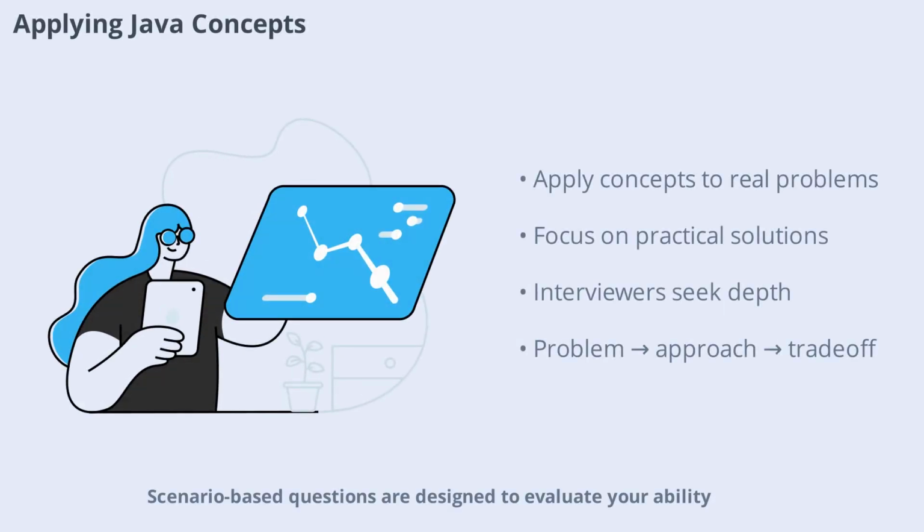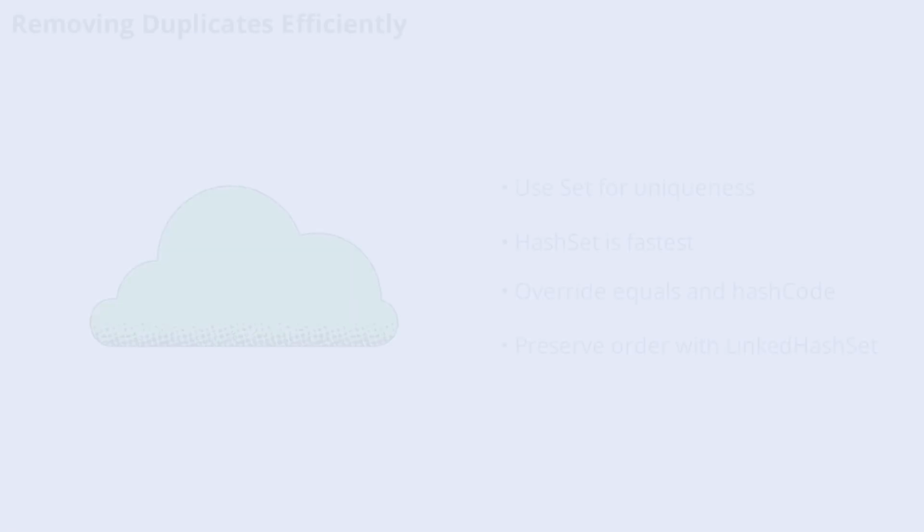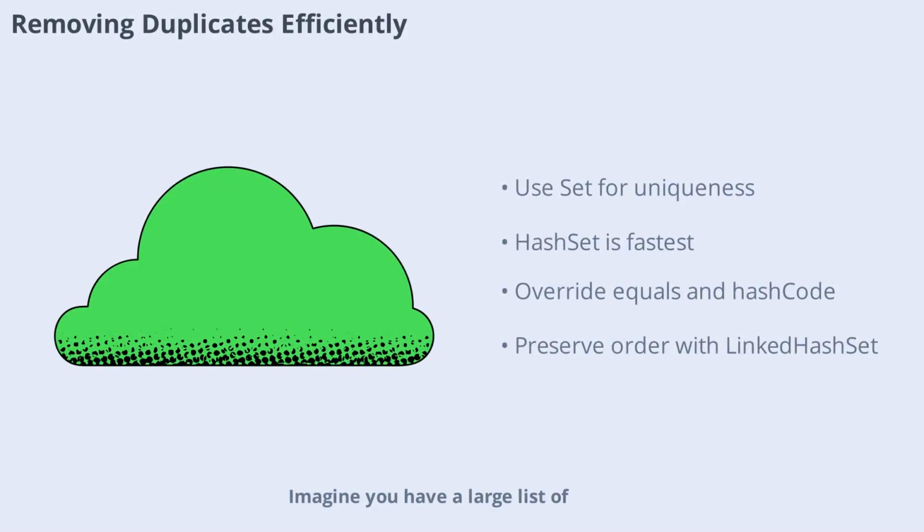Scenario-based questions are designed to evaluate your ability to apply Java concepts to real production problems. It's not just about reciting definitions, but demonstrating how you would handle challenges that arise in the workplace. Interviewers for experienced roles often focus on areas like concurrency, JVM memory management, collections, Java 8+ features, and design patterns. They want to see how you approach problems, weigh trade-offs, and ensure stability under edge cases. This video will guide you through each scenario, helping you practice answers in a way that mirrors actual interviews: problem, approach, and trade-off.